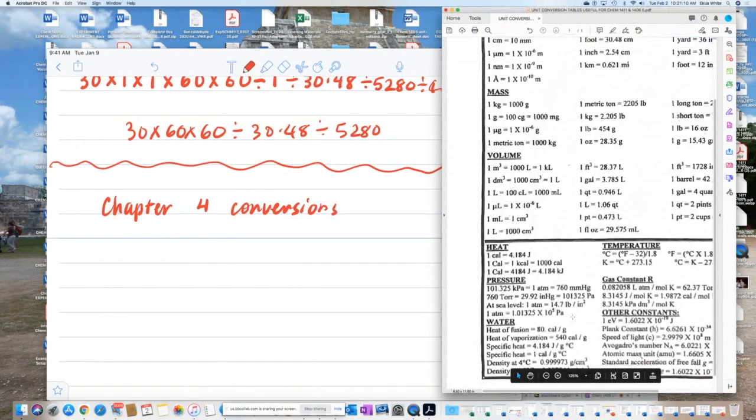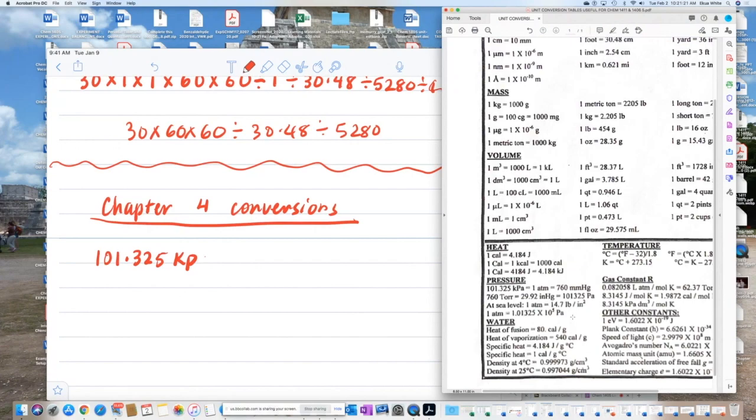With the conversions for chapter 4, make sure you know the conversions like 101.325 kilopascals. Know that that is equal to 1 atmosphere. So it's similar to what we're doing right now, but chapter 4 is about gases. So you want to know this conversion here. You want to know 1 atmosphere equals 760 millimeters of mercury. You want to know 1 atmosphere is also equal to 760 torr.